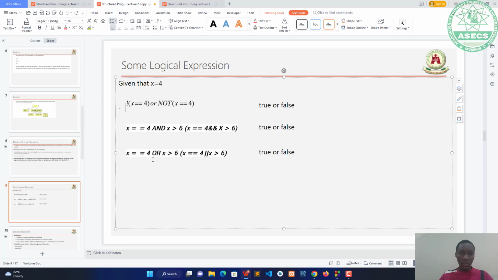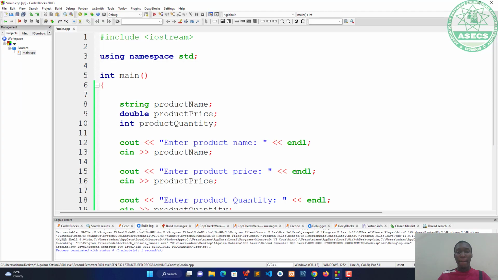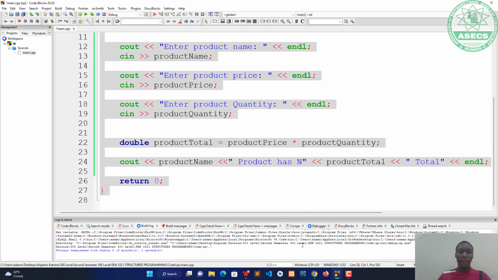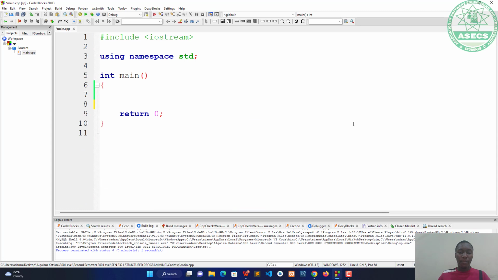So the last one is what? X equals to 4. Let me just try this please. I didn't try this. Alright, let's see. Is 4 equals to 4? Let's just try it.